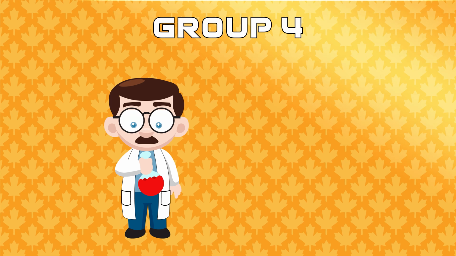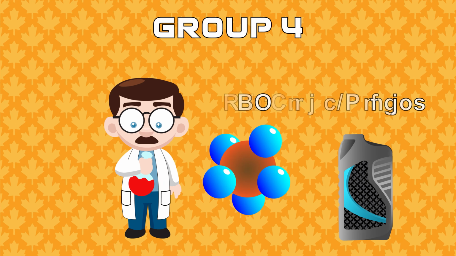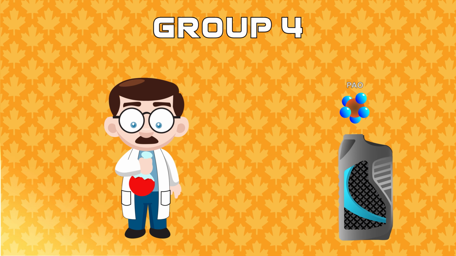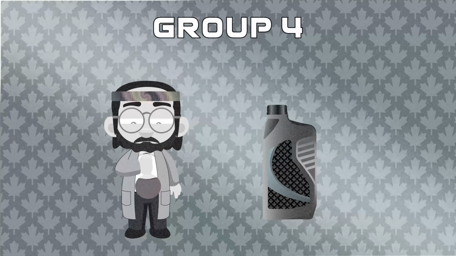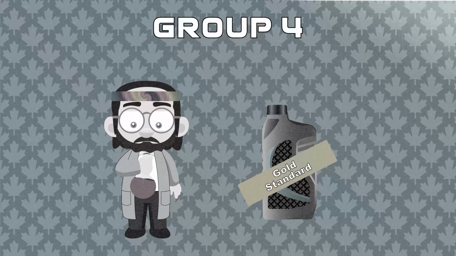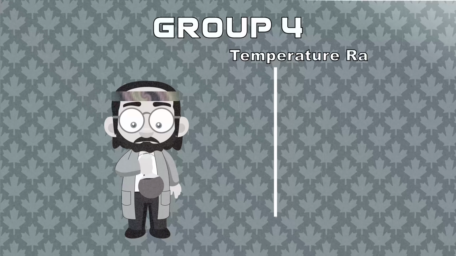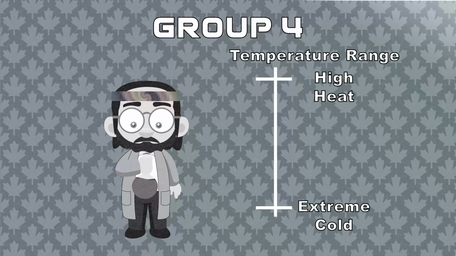Group 4 base stocks are polyalpha olefins or PAOs and are synthetic hydrocarbon compounds that have been used in automotive engine oils since the 1970s. Some still refer to them as the gold standard when it comes to synthetics, as they have a much broader temperature range and are great for use in extreme cold and high heat applications.